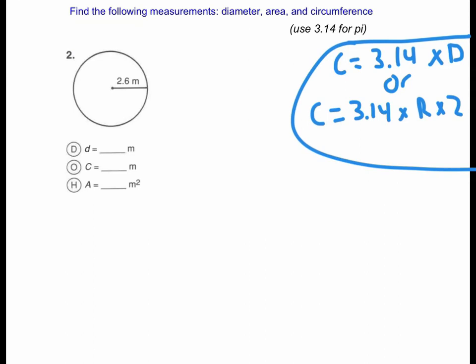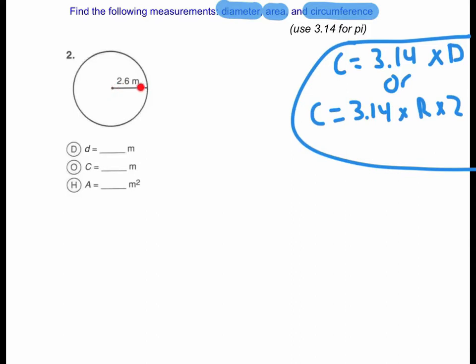Alright, here we go. Number 2, the question reads, find the following measures. We have diameter, area, and circumference, and it does lay them out nicely for us, but it might be important, so let's highlight those. Diameter, area, and circumference. We want to find all of those. To begin, if we look at our circle, it shows us that we have from the middle to the end, it doesn't go all the way across, so this is our radius.